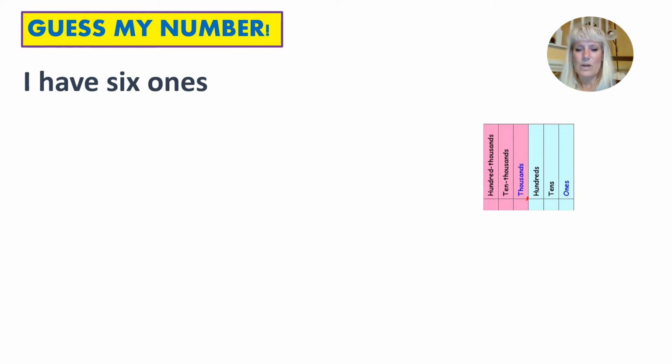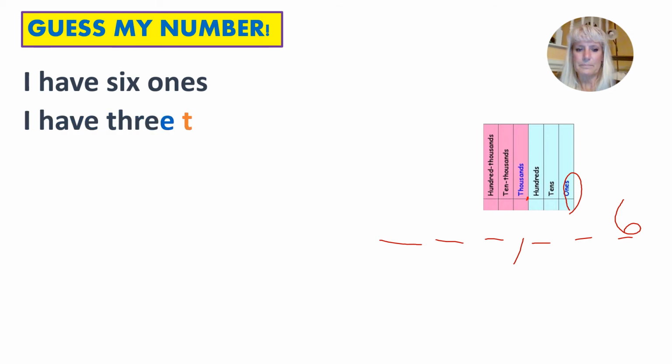I have 6 ones. Oops, Mrs. Hawkins forgot to put her 1, 2, 3, comma, 1, 2, 3. All right, I have 6 ones, so I'm going to put my 6 right here in the ones place. I have 3 10,000s. Ooh, we're going over here. Now notice, I have to count over. I've got ones, tens, hundreds, thousands. Here's where my 10,000 goes, right here. I have 3. Oops, I have 3 of them.